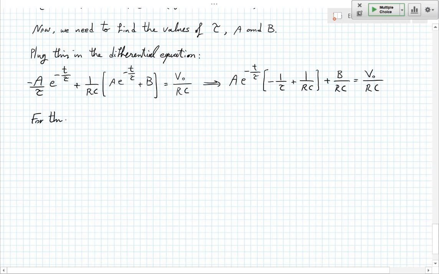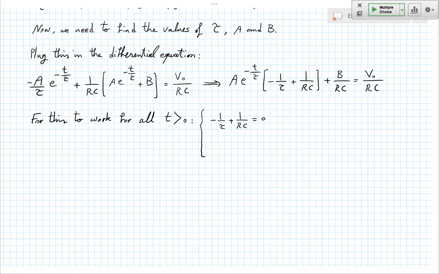For this to work for all time, in this case all the positive times greater than 0 that we're concerned with, we need to have minus 1 over tau plus 1 over RC equals 0, so that the time-dependent term from the left vanishes. And then all I have to do is to make sure that b over RC is equal to V naught over RC. That's easy enough. B should be equal to V naught.